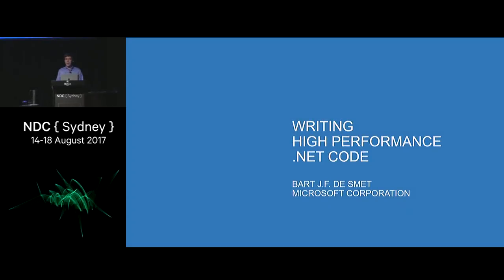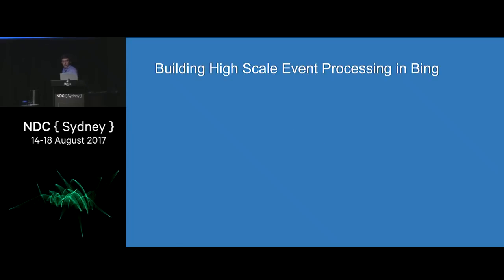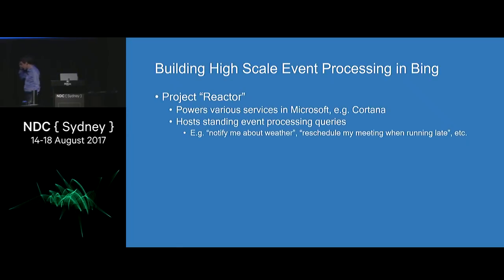I'm working on large-scale event processing systems. Before that, I worked on reactive extensions. I'm one of the original developers of RX.net. And so what I'm building right now is a highly scalable distributed variant of that platform. Throughout the years, in building this system, which we call Reactor, it actually powers a whole bunch of things like Cortana on Windows 10, for example.